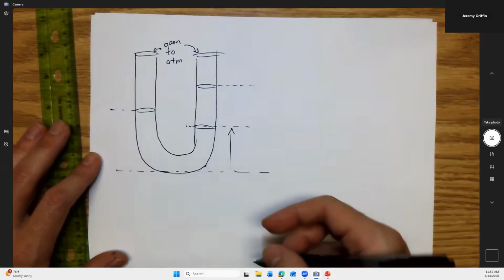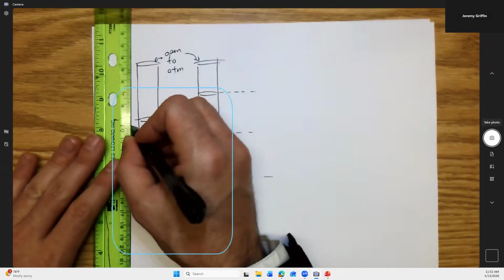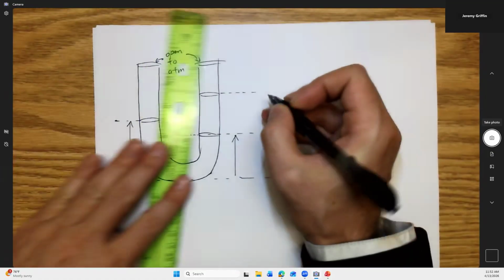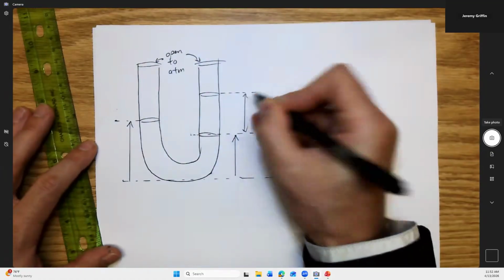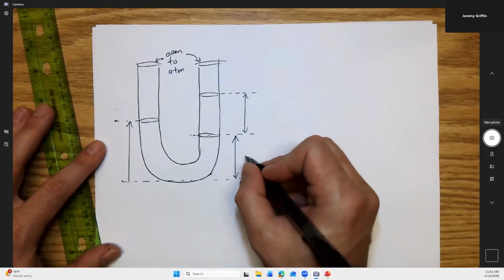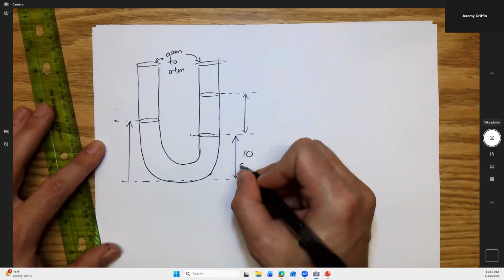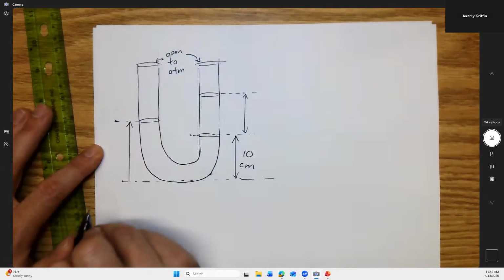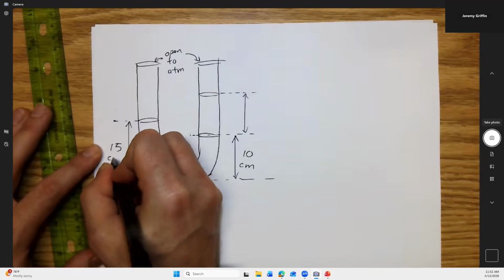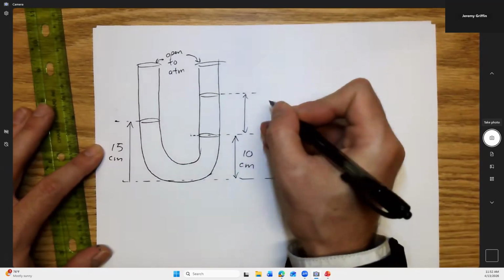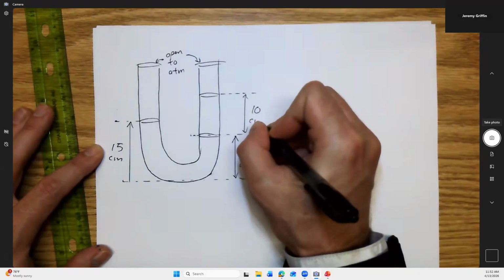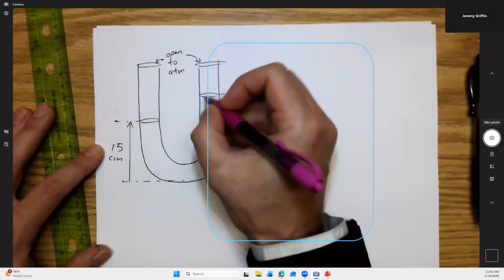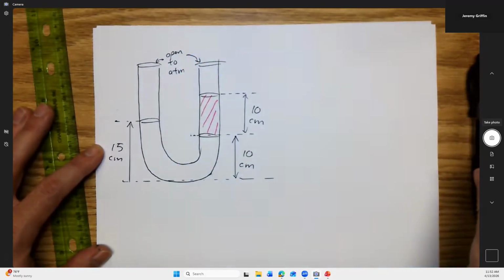Now, there's different ways you can be given these heights. So I'll just make up something like this. Let's call this 10 centimeters. We'll call this 15 centimeters. And let's call this another 10 centimeters. How about that? Okay. And let's do some mystery fluid here.